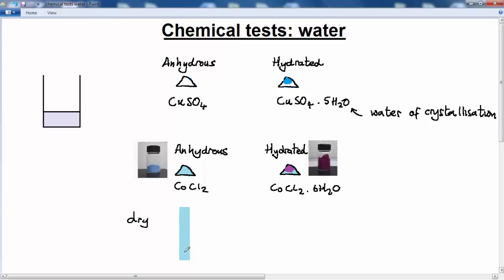And water vapour again will get absorbed by the anhydrous cobalt chloride and form the hydrated cobalt chloride, which will cause the cobalt chloride paper to go a pinky colour. And in the presence of water or water vapour, or humidity, if you like, the cobalt chloride paper will go this pink colour. Okay, so those are the tests for water.